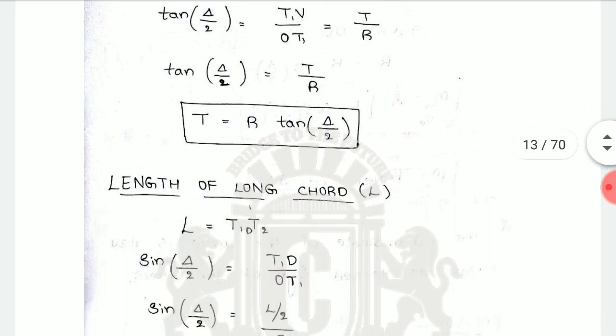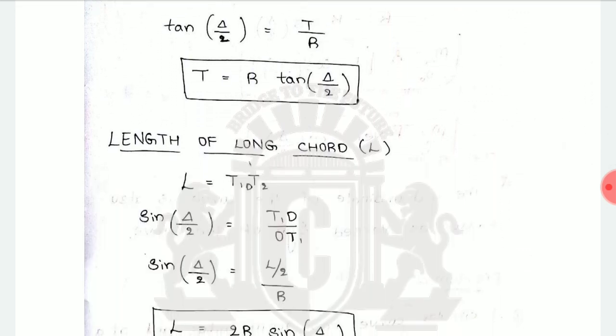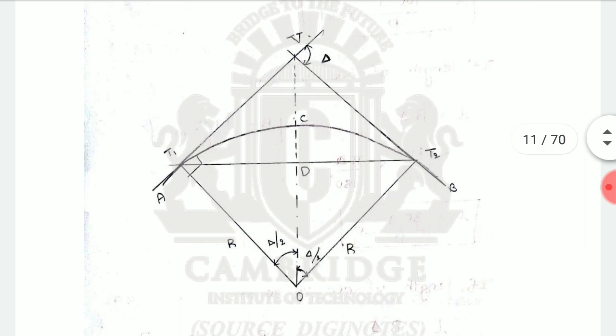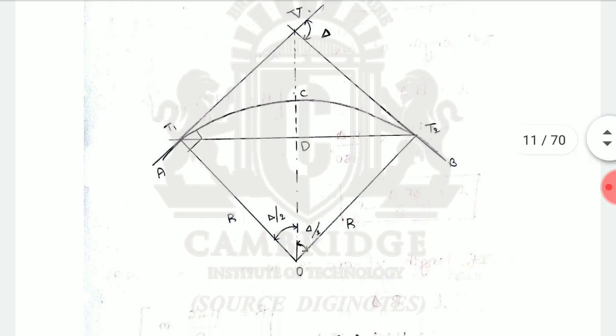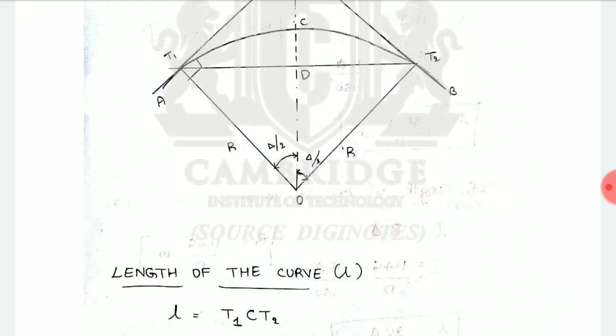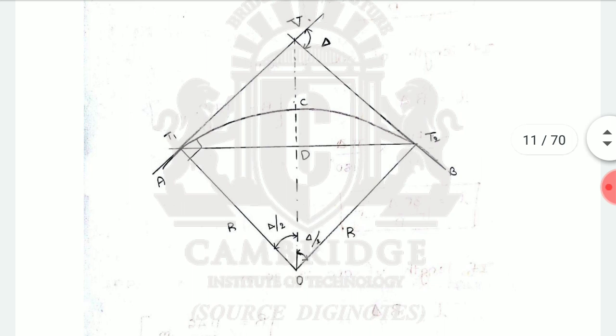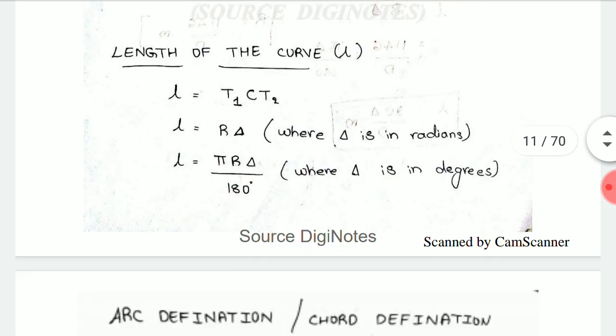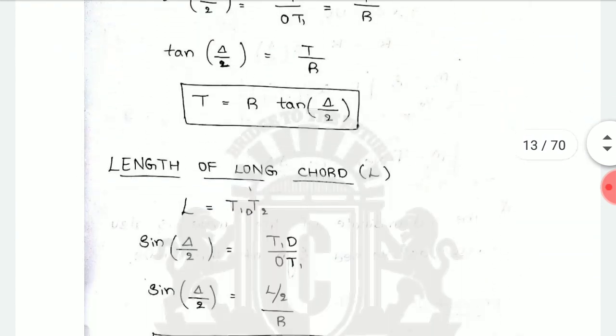Now length of the chord, that is capital L, from point T1 to T2. That is this horizontal line T1 D T2, that is your chord for the curve T1 C T2. T1 D T2 is the chord. Again, to calculate the length of the chord, I will consider the same triangle OT1V, where I will write the equation for sine delta by 2. Check it here.